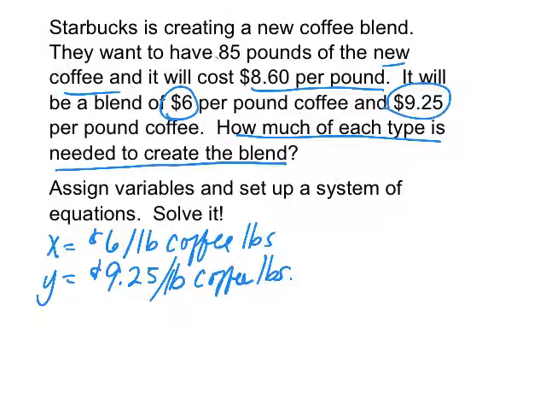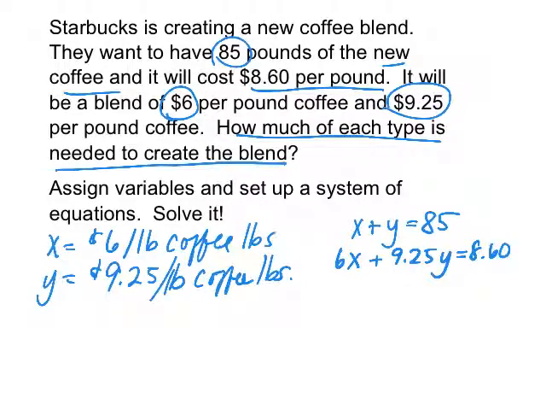All right, so we have a system of equations. We know we want to have 85 pounds of our blend. So that means X plus Y equals 85 pounds. And the blend needs to work out to $8.60 per pound. So that means $6 times every pound of X plus $9.25 times every pound of Y needs to equal $8.60 times every pound of the blend, which we know is 85 pounds. All right, there's our system of equations.